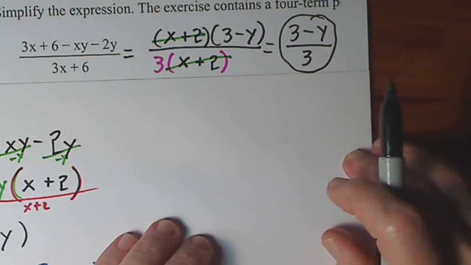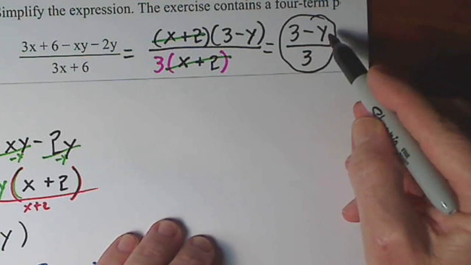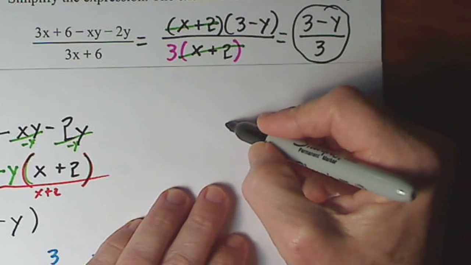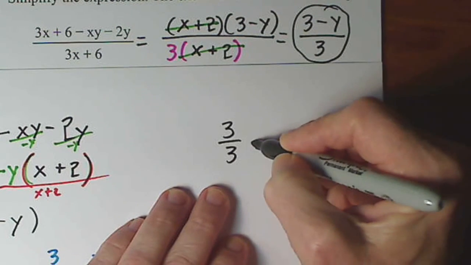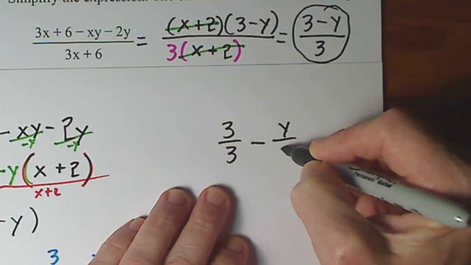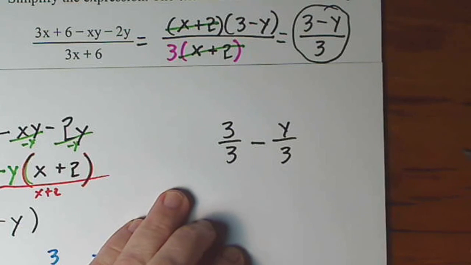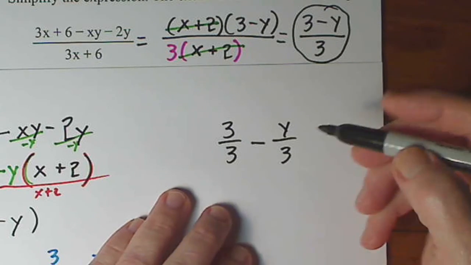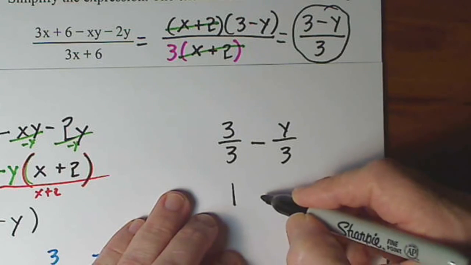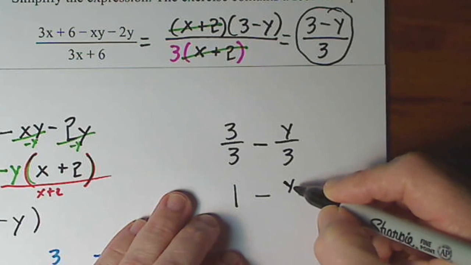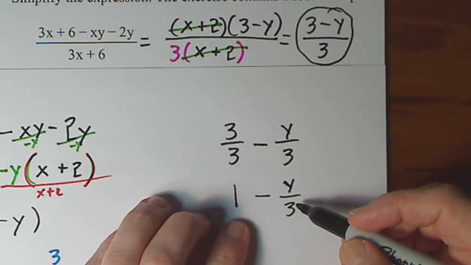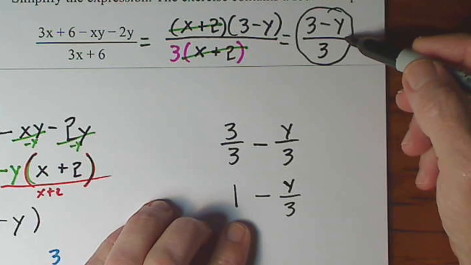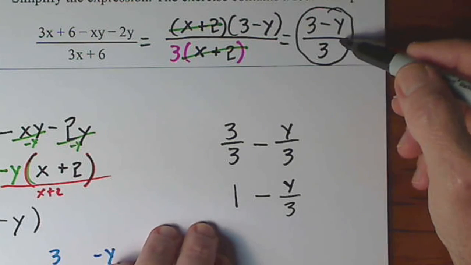If you still don't believe me, maybe it'll help to see I could rewrite this expression. That really means 3 over 3 minus y over 3. So I could rewrite this as, what would that simplify to? 1 minus y over 3. But this is the preferred form of the answer. That's how we want it written.